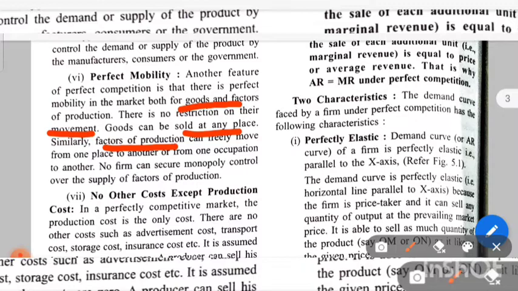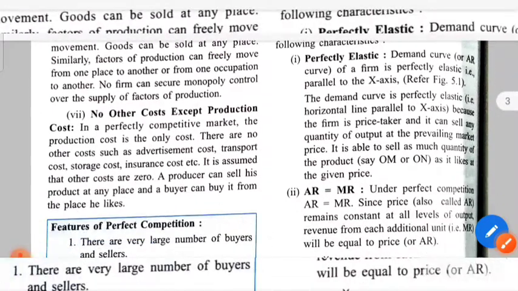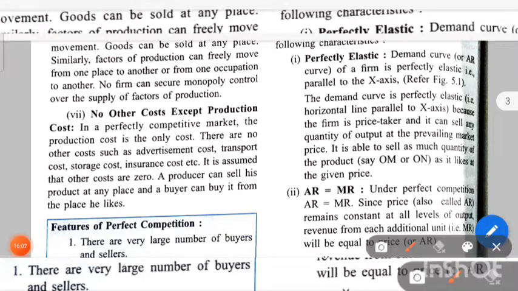So this is another feature. And the last one which I will be teaching you is no other cost except production cost. Now as you know, to sell a product, what do companies do? They used to do expensive advertisements. They used to hire cricketers, celebrities. Now when they are hiring them, they have to pay them, and when they pay them, they charge that cost from us only. That's how they increase the price of a product.